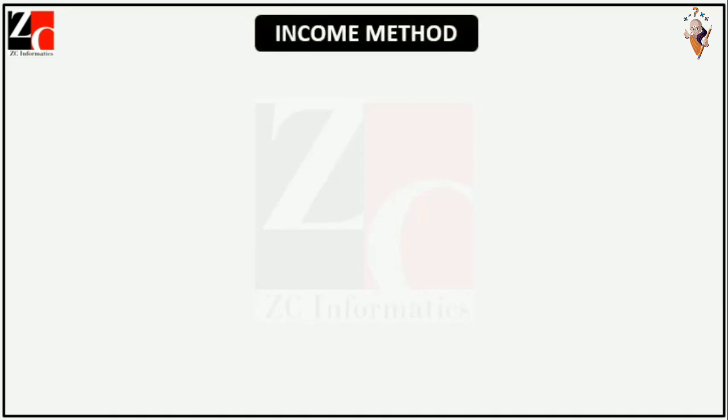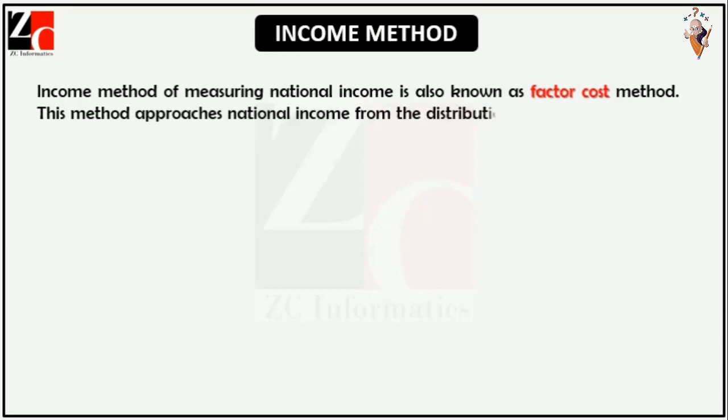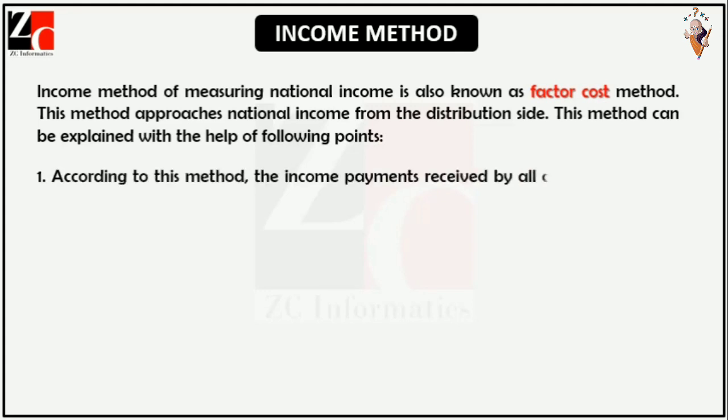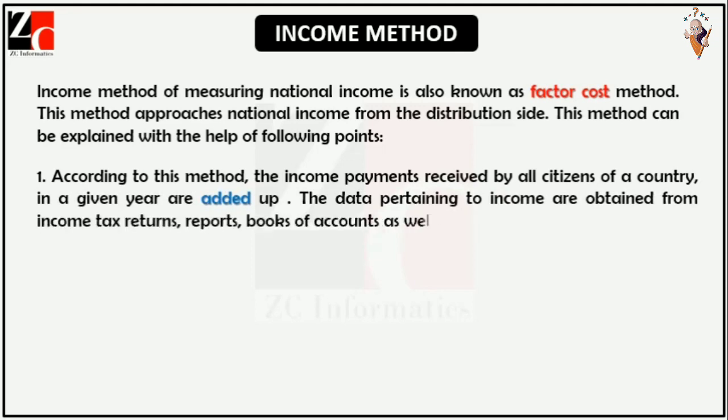Income method. Income method of measuring national income is also known as factor cost method. This method approaches national income from the distribution side. This method can be explained with the help of the following points. According to this method, the income payments received by all citizens of a country in a given year are added up. The data pertaining to income are obtained from income tax returns, reports, books of accounts, as well as estimates from small income.